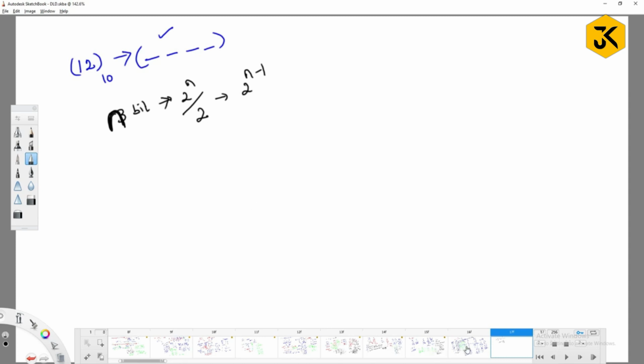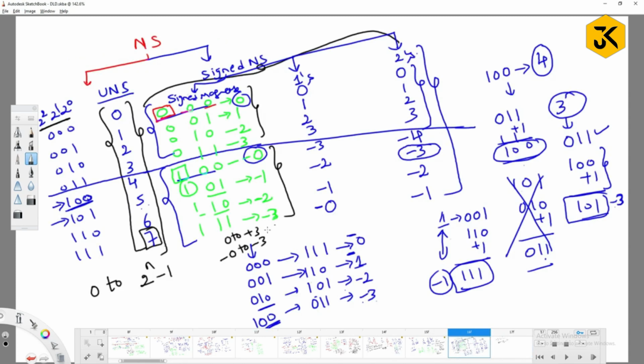If it is sign magnitude representation, what is the range? Positive values range from 0 to 2 power n minus 1, minus 1. What about the negative values range? 0 to minus of 2 power n minus 1, minus 1. Is it okay? If you want, you can just substitute the number 3. 2 square minus 1 is 3. Sorry, this should be minus. 2 square minus 1 is minus 3. Okay.